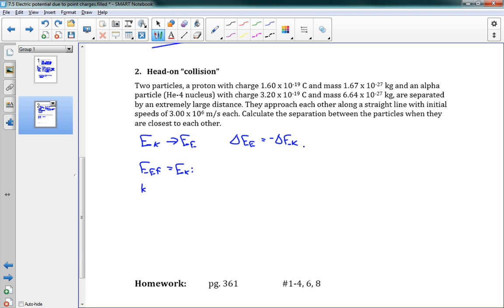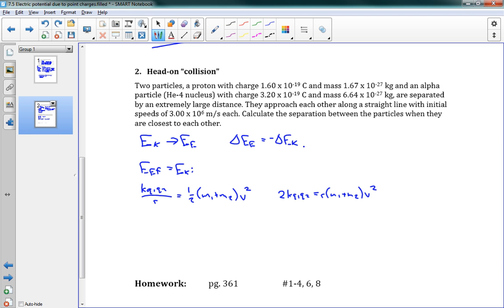So now I have some equations. I have k q1 q2 over r is equal to 1/2. And now they both have some speed. They have the same speed, so I can say m1 plus m2 times their v squared. And that's going to be my conservation of energy. So to clean this up a bit, I'll move the r over, and I'll move the 1/2 over to the other side. So we've got 2k q1 q2 is equal to r times m1 plus m2 times v squared.